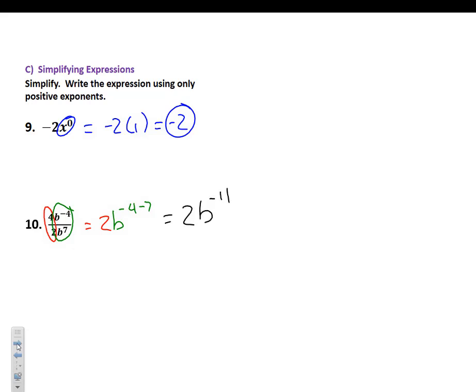Well, we can't have negative exponents, it says use positive. So we're going to take this one. The 2 is not part of that power. It is the coefficient. So our final answer would be 2, taking the reciprocal of b to the negative 11 and making it positive, we have 2 over b to the 11th.